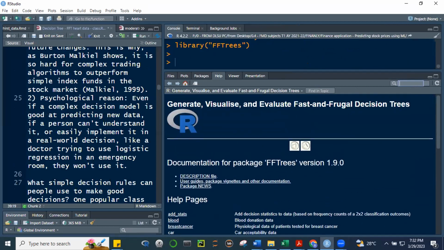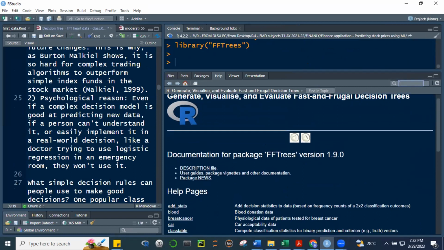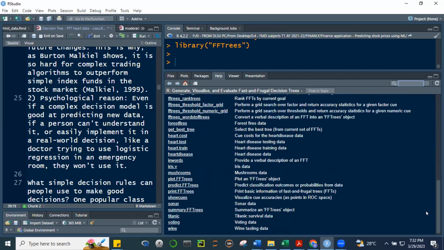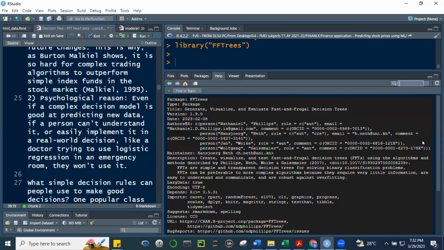Okay. Generate, visualize, and evaluate fast and frugal decision trees. So these are the functionalities. Tingnan muna natin yung description file. All right. FFTrees: visualize, generate, evaluate fast and frugal decision trees.